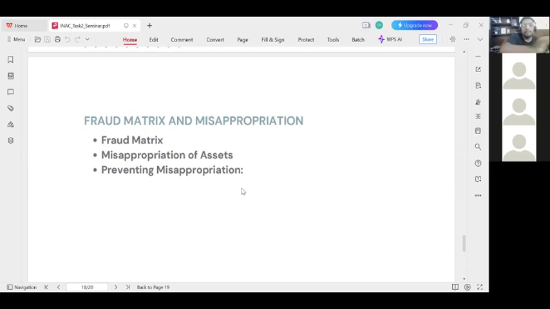Another example can be if inventory is not regularly checked. So items might start going missing. So that can be due to inadequate inventory controls.